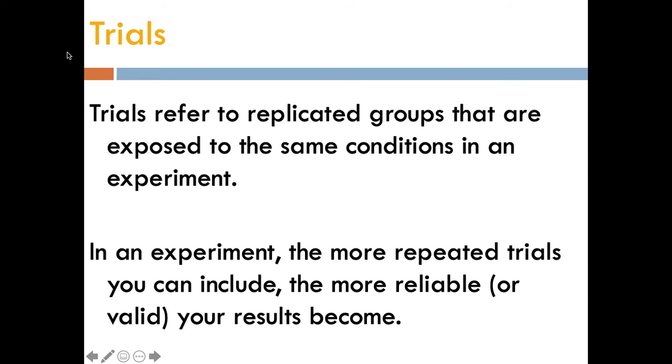Trials refer to replicated groups that are exposed to the same conditions in an experiment. Basically, you're running the experiment multiple times, either concurrently or one after the other. In an experiment, the more repeated trials you can include, the more reliable or valid your results become.